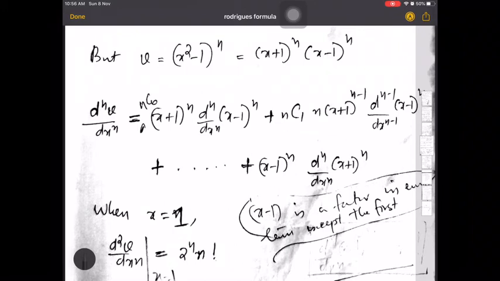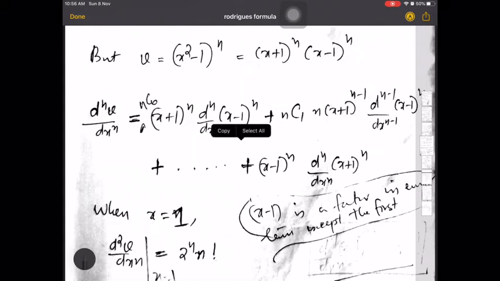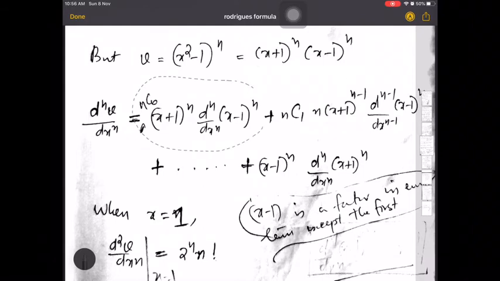Okay, last term will be this. See, so all these terms contain (x plus 1) to the power n and (x minus 1) to the power n, or their derivatives. Now x minus 1 is a factor in every term except the first. Here, x minus 1 to the power n will not be present, or x minus 1 will not be present here.